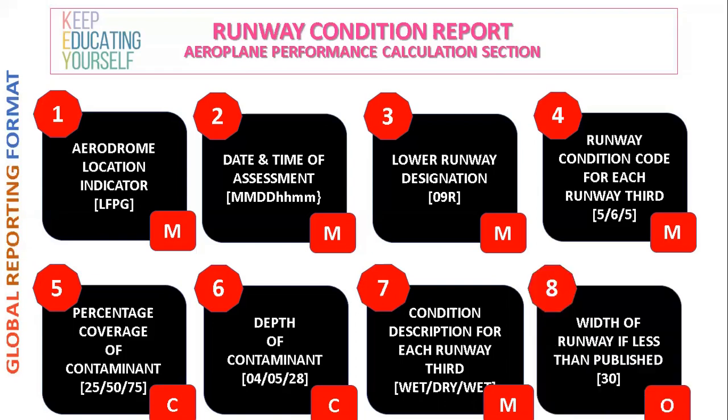Now the eighth element, width of runway. Width of runway applies where the runway condition code applies to less than the published width. Suppose the runway width is 45 meters, and we have done the assessment and find that the runway condition code is for 30 meters of runway only, 15 meters each side of the center line. So this runway condition code is applicable to only 30 meters, not to the remaining 15. Here we report that this is optional. If you give it, it's okay. If you don't want to give it, you can leave it.